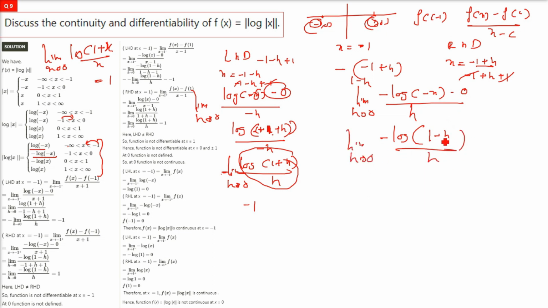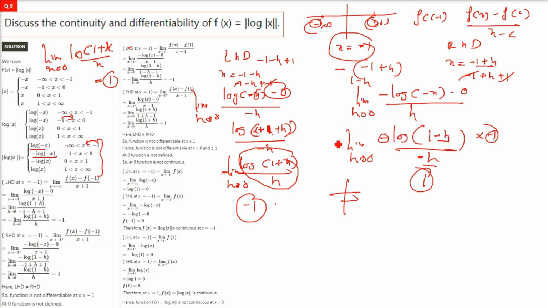But we know that log(1 plus x) by x is going to be 1 if you apply the limit. So log(1 minus h) by minus h, you just apply this. You need a negative in the denominator, so you have to have a negative in the numerator. So the negative gets cancelled. Log(1 minus h) by minus h, but this formula is going to be 1. Okay, now we have applied the limit. Left hand derivative came to be minus 1. Right hand derivative came to be 1. They are not equal. That means at x equals minus 1, the function is not differentiable.